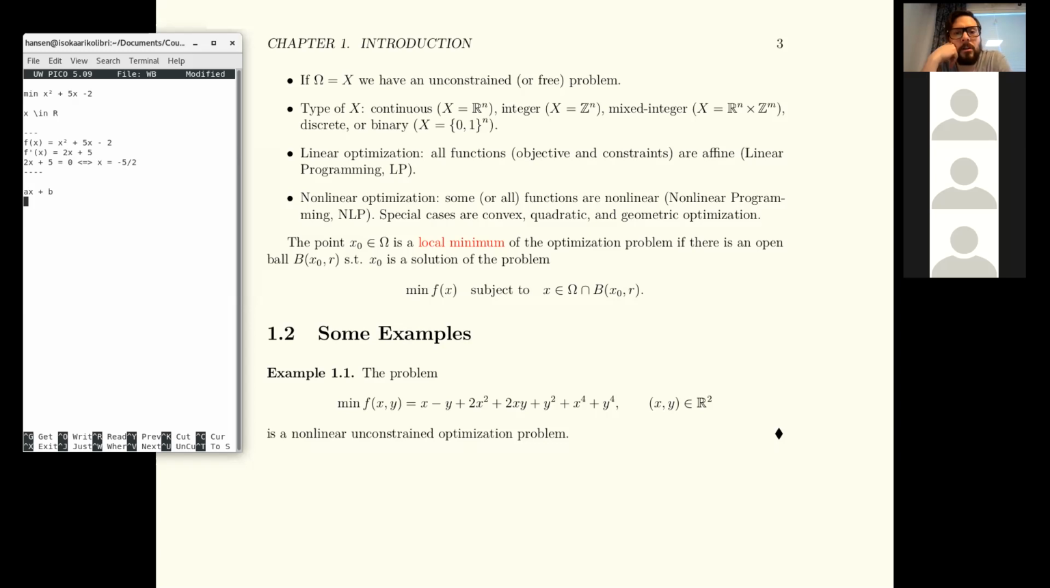And then there's nonlinear optimization. Nonlinear optimization happens when some of these functions are nonlinear. And then those nonlinear optimizations fall into different categories like convex, quadratic, geometric, and so forth. We'll discuss these issues a little bit. Most of this course, we deal with continuous problems that are either linear or convex. And then there are some situations where they are non-convex, and we'll discuss the problems there.